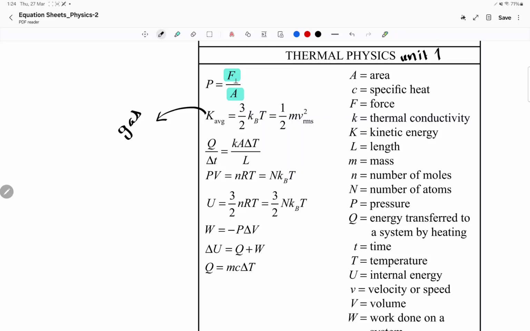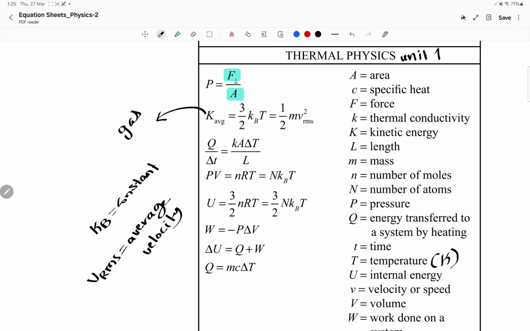kB is just a constant, which was given to us in the beginning. I'll show you what that is. So kB is a constant, and capital T is temperature. That has to be in Kelvin, which is the same thing as half mv squared. You see how they here put VRMS? VRMS just means the average velocity.